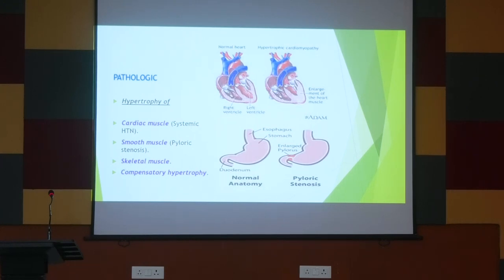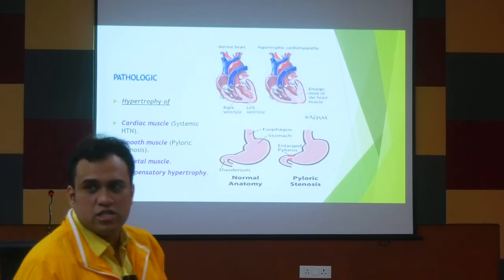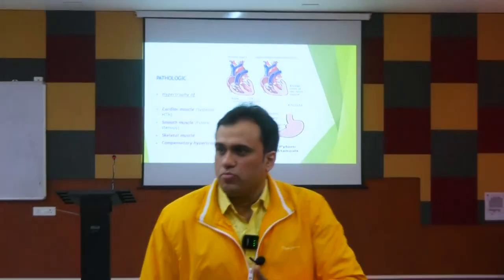Then there is skeletal muscle hypertrophy. You can find many examples. And then there is one thing called compensatory hypertrophy. Though I shouldn't put it as pathological, can you give an example of compensatory hypertrophy? After hepatectomy, the liver. If you surgically excise one lobe of the liver, the liver enlarges in size to meet the functional demands. That is an example of compensatory hypertrophy.